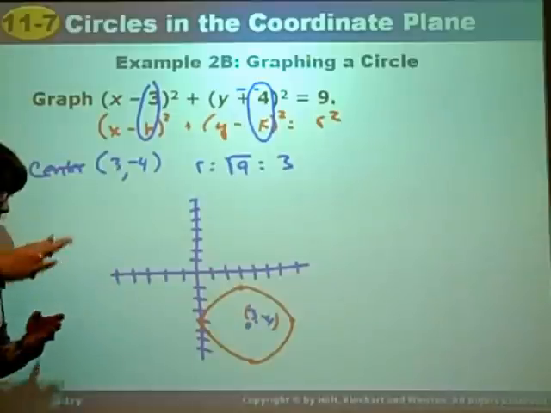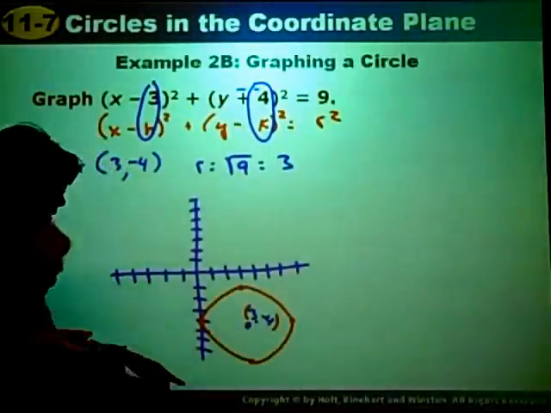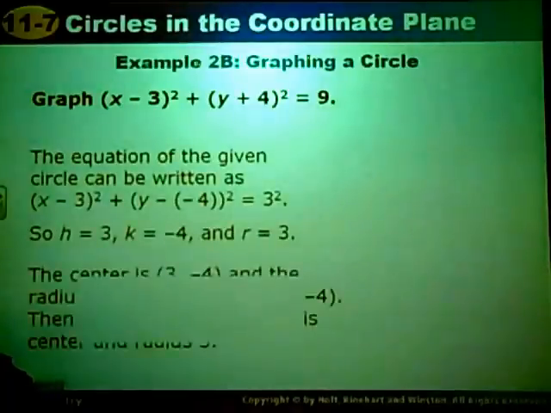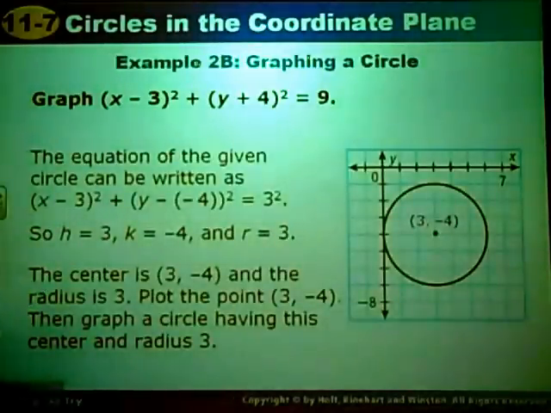And then I make my little circle, which isn't quite as round without graph paper. So that's how you're going to graph your circles, okay? And we'll see a little prettier. That's a little prettier one.